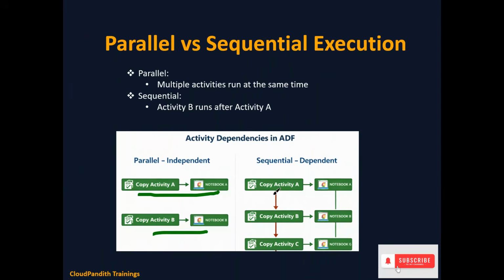In sequential execution, if you see, this copy activity is running, and until this succeeds, this copy activity is waiting. So that's how in sequential execution, activities are dependent and run one after the other. We choose the execution model based on data dependencies and business logic. We will be going with this particular flow.